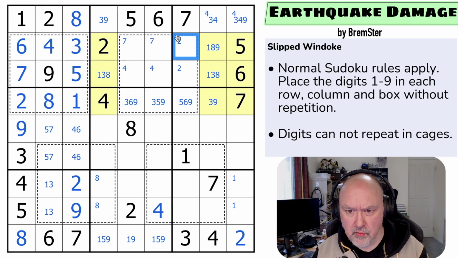So 4 in this cage? Not really. Oh, yeah, 4. Looking up saying, that's not the 4. That's the 4. Two is not in any of those or there. 2 is in one of those two.